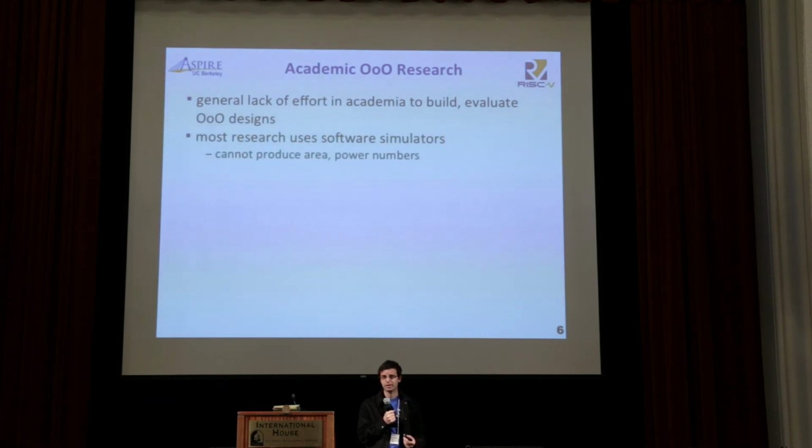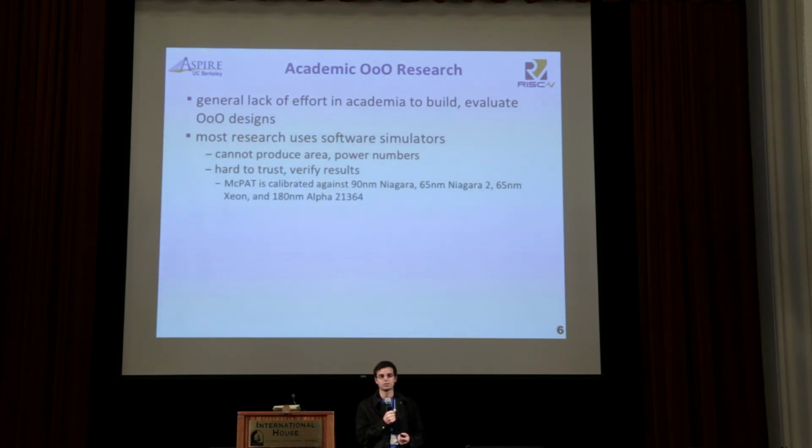And that means that you can't really get any sort of area or power numbers out of this, which is now a first citizen design constraint. And it's really hard to trust and verify the numbers even for performance. It's very easy to describe in a software simulator something that's completely unfeasible. For example, it's very easy to build a branch predictor that's really good but requires a 16-ported SRAM. So you can get yourself in a lot of trouble with the software simulator.